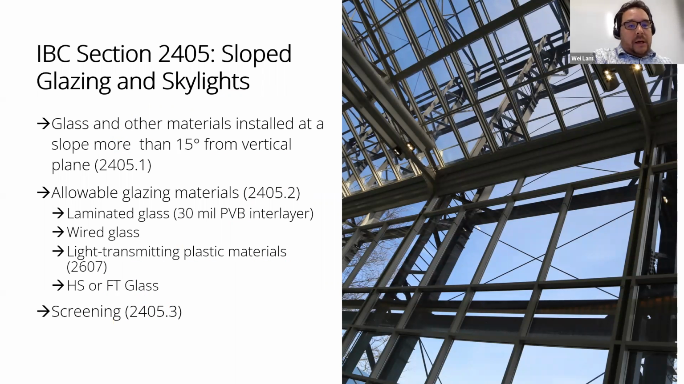Within IBC, section 2405 is titled slope glazing and skylights. It defines those products, including glass and other materials installed at a slope more than 15 degrees from vertical. It lists and summarizes some allowable glazing materials, including laminated glass, heat strengthened and fully tempered. It also discusses some requirements for screening for monolithic glass.